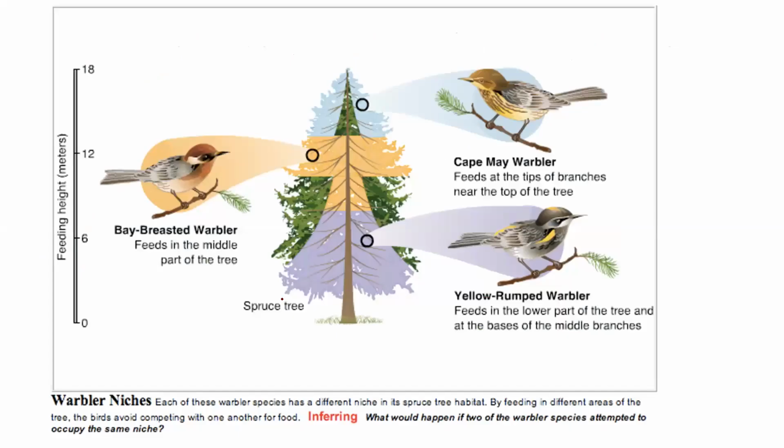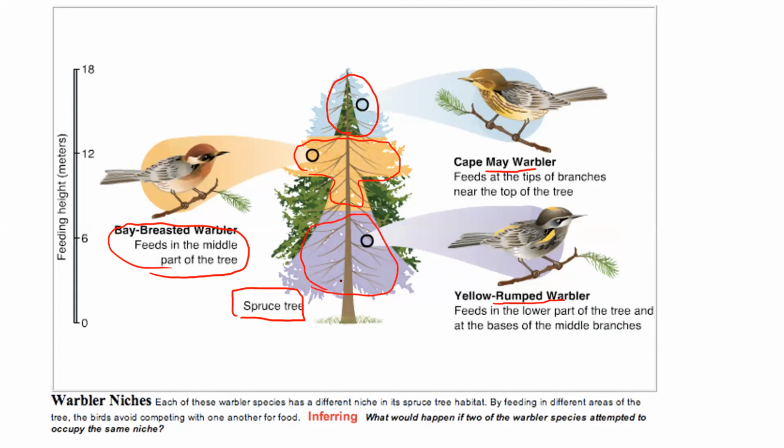Take a look at these warblers. Here's a spruce tree. Think of it as a condo complex. The bay-breasted warbler says, okay, I'm going to take this part of the real estate. The Cape May warbler said, I'm going to feed up here. I'll take the top floors. And the yellow-rumped warbler specializes down here. Now they're all specialized. Therefore, they're not going to outcompete each other, and they are able to occupy the same habitat, even though they've got different niches.